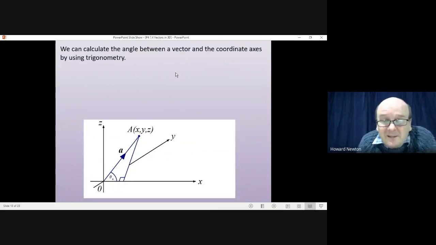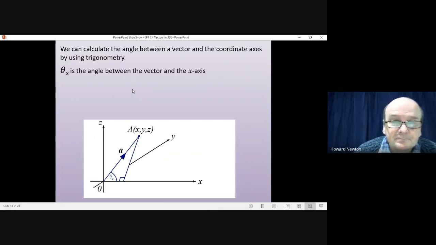Okay, we can calculate the angle between a vector and each of the coordinate axes by using trigonometry. Things start to look a little bit complicated. So we'll be finding the angle between the vector and the x-axis, the angle between the vector and the y-axis, and the angle between the vector and the z-axis.